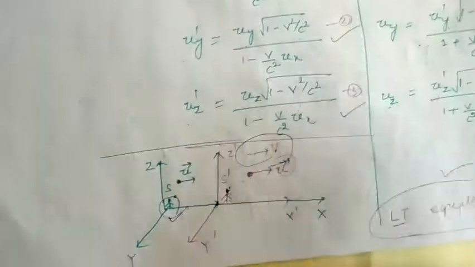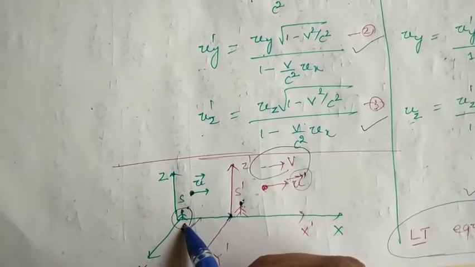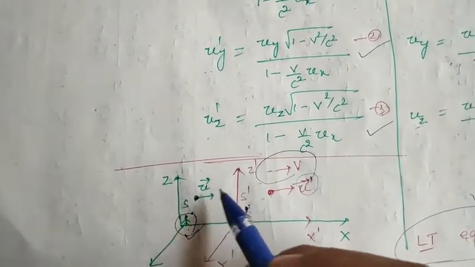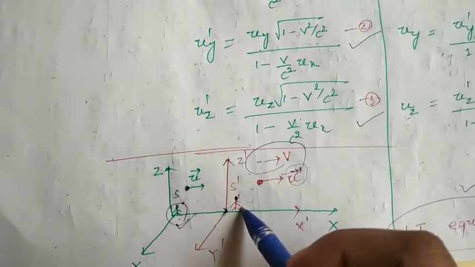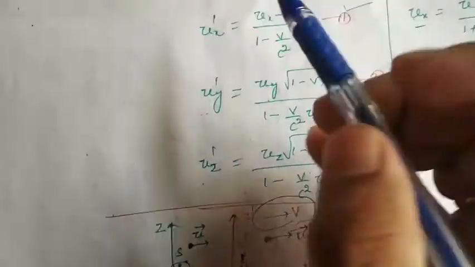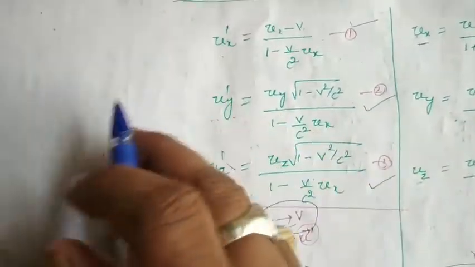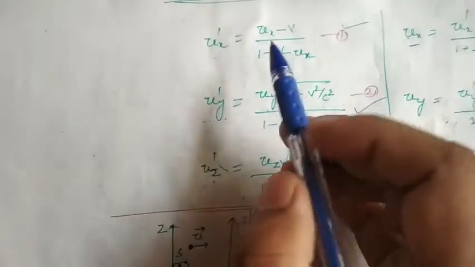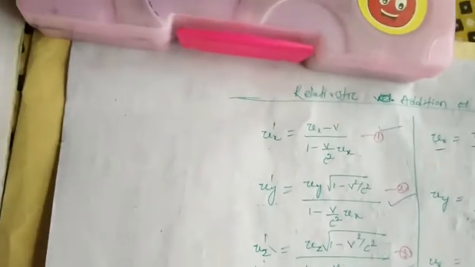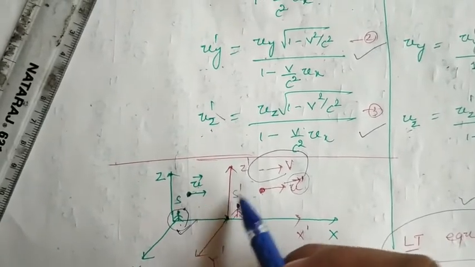These are the 6 equations. Here you can see U is the velocity of the particle with respect to S. Now if this is U, then what will be the velocity of this particle from the other frame of reference? That is Ux dash. So Ux dash, Uy dash or Uz dash, the 3 components measured from the S dash frame, will be equal to Ux minus V by 1 minus V square by C square Ux. And here V is the velocity of this S dash frame, which is the moving frame.